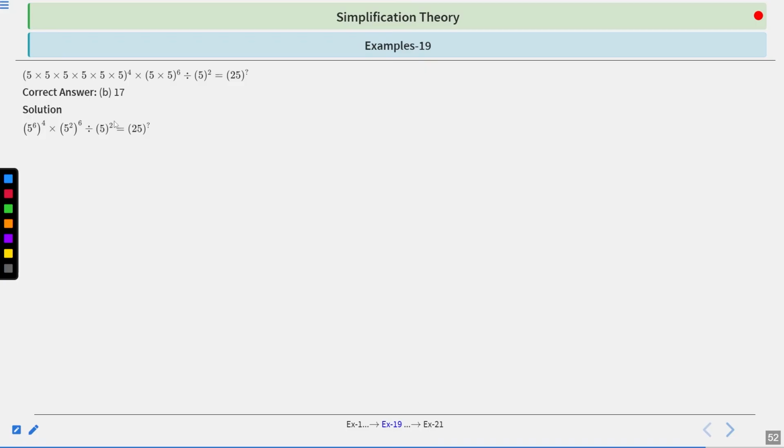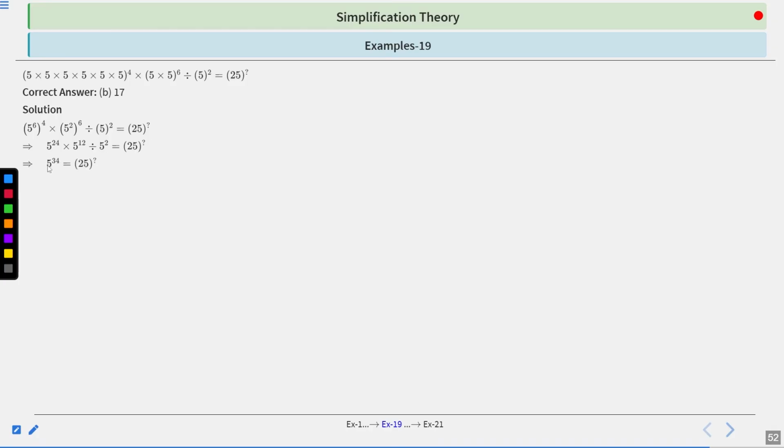Now see the solution. 5 to the power 6 to the whole power 4, we can say that. In the same formation we can write it 5 square to the whole power 6 and dividing by 5 square. And we can also make the right hand side 5 square to the power question mark. So when bases are equal, we make the bases equal. So first 5 to the power 24 multiplying by 5 to the power 12 dividing by 5 to the power 2, which equals 25 to the power question mark.